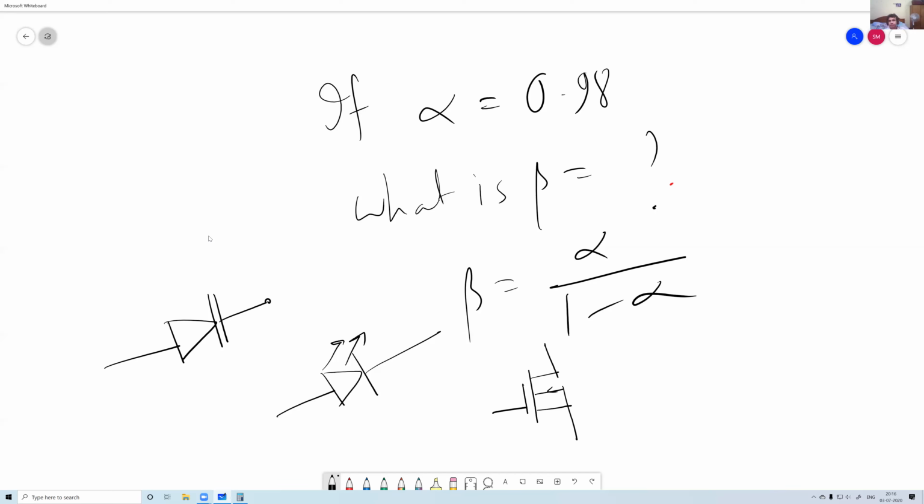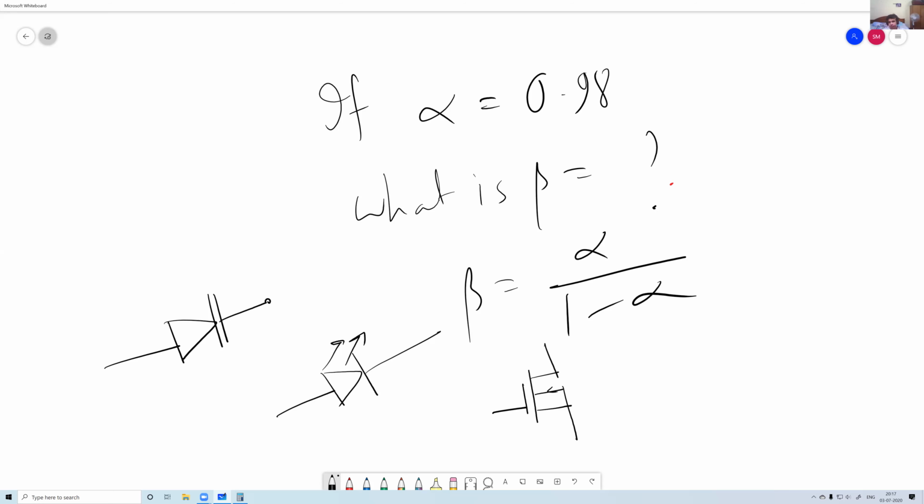This is a symbol of which component? Which type of MOSFET? It is MOSFET, but what type of MOSFET? More specifically? D MOSFET or E MOSFET, N channel or P channel? D MOSFET is right. N channel or P channel? This is an N channel D MOSFET.